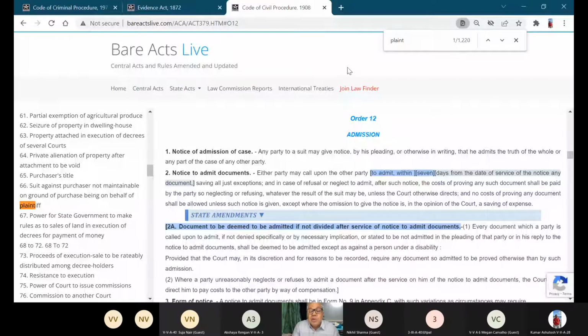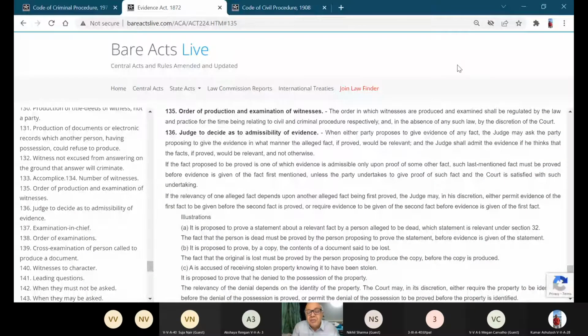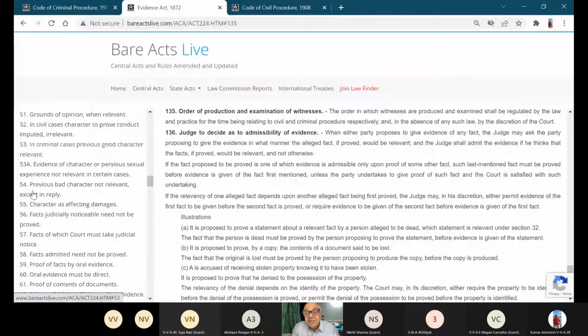Whether the signature was obtained by use of fraud, that is a matter of evidence. So you can lead evidence of fraud under section 92, proviso 1A and B of the Evidence Act. So under 136, the court will decide whether a document is admitted or not. The judge will give his finding.